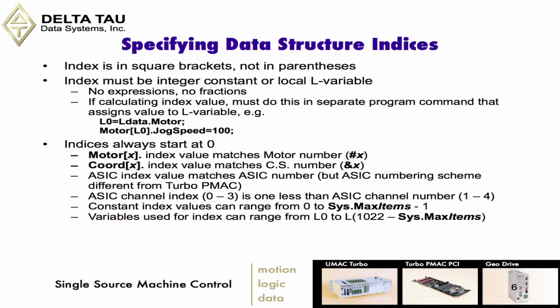The ASIC channel index, so when we have the Gate1[i].Chan[j], the j is the ASIC channel value, and that goes from, of course, remember, all indices in Power PMAC start at 0 and go to 3. So channels 1, 2, 3, and 4 are indices 0, 1, 2, and 3. That's all we're trying to say here.